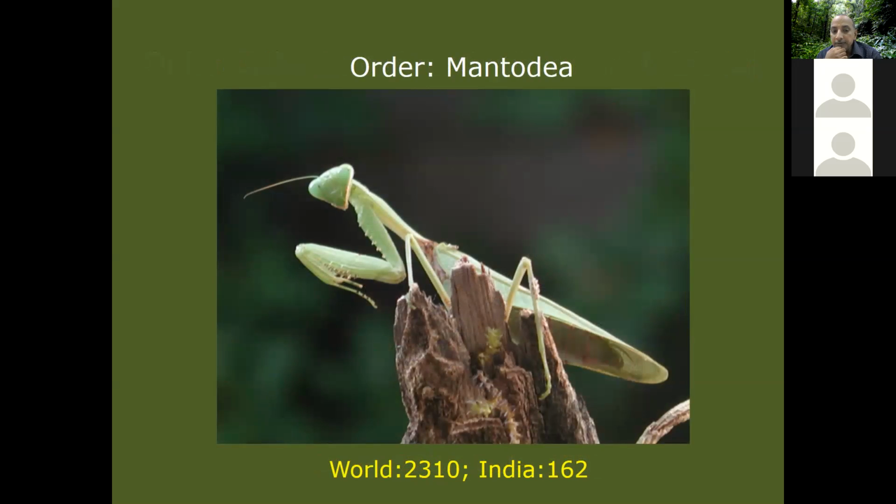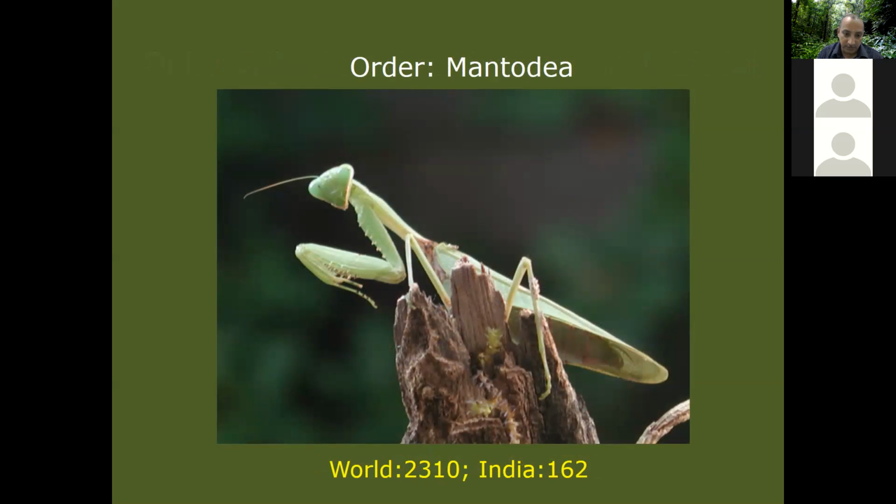And the other group is the Mantodea. So mantids are praying mantises. Everybody might have seen a praying mantis. They are predators, so they are very important agriculturally because they are one of the major biocontrol agents in agricultural ecosystems and kill several pests and other damage-causing insects. They are called mantids.